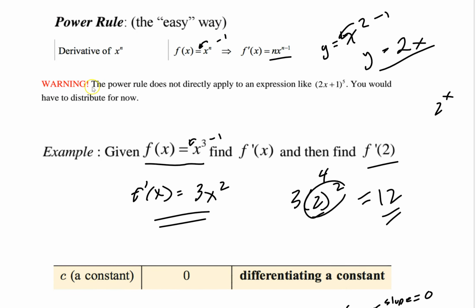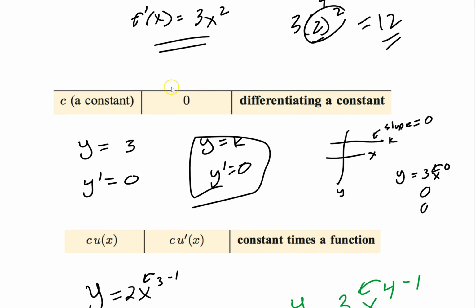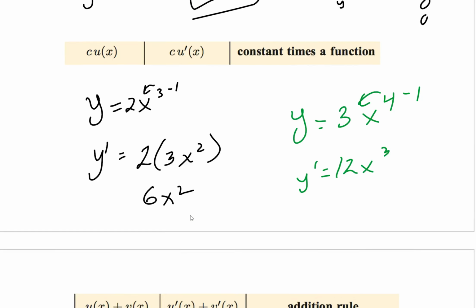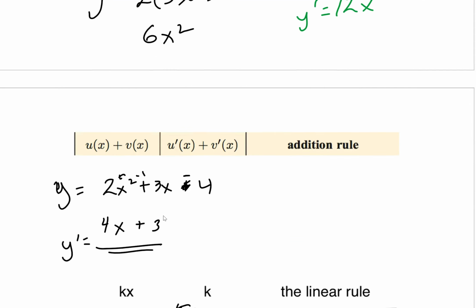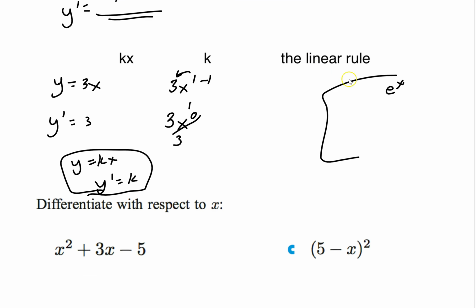This rule right here is straight from your formula sheet. So the power rule is on there. These rules are not, because they're so simple, like they expect you to know how to do the basic ones. But the power rule is on there. E to the x, which I forgot to copy down, is on there also.